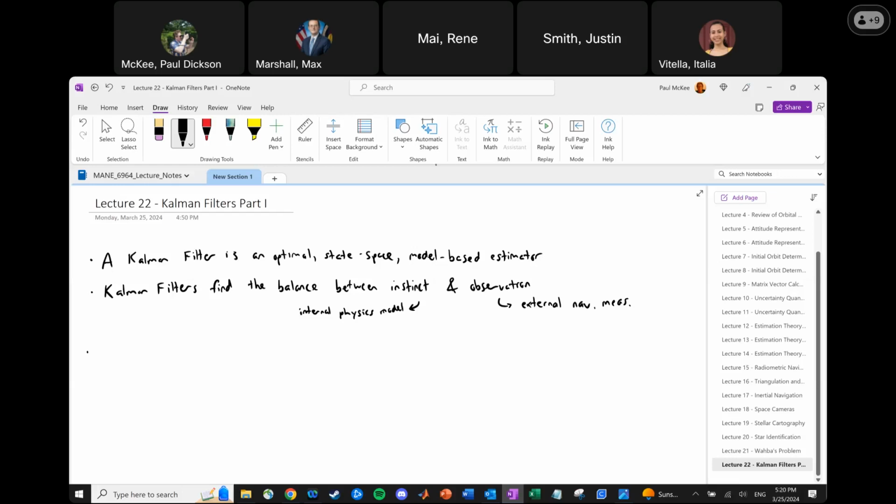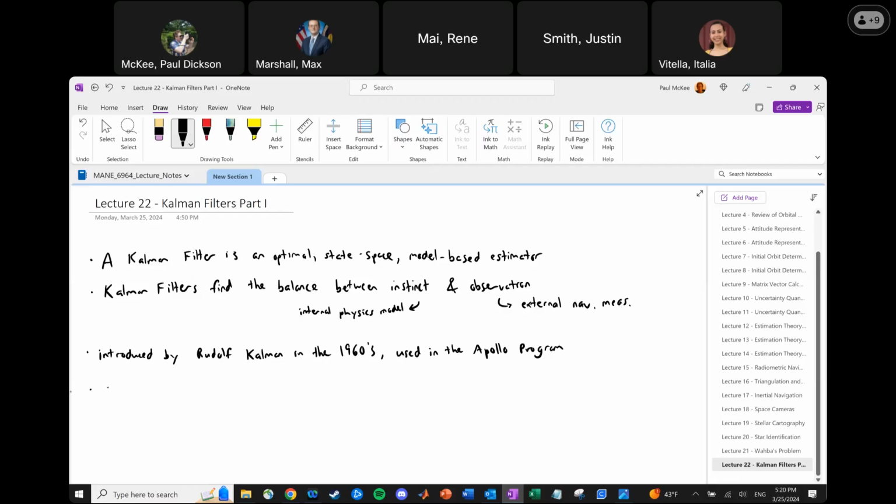So Kalman filters were introduced by who else? Rudolf, is that PH or F? That's F. Rudolf Kalman in the 1960s, and was popularized by its use in the Apollo program. So Rudolf Kalman, when he wasn't busy saving Christmas with Santa, was also working on an optimal navigation estimation tool.